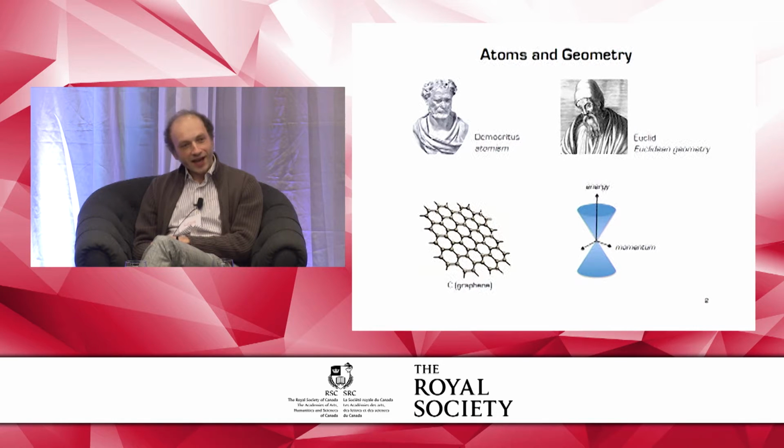And on the other hand, we have Euclid, who laid some rigorous foundations for our understanding of geometry. And if we think about these two ideas together and we think about 2 dimensions and atoms, then the natural conclusion to draw is that a single layer of atoms should be the smallest 2-dimensional structure that we can think about.